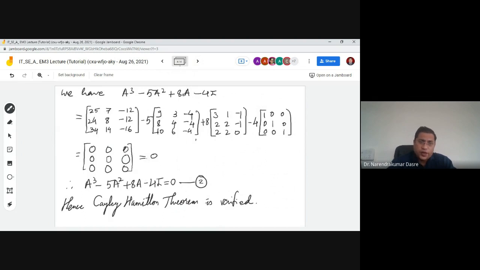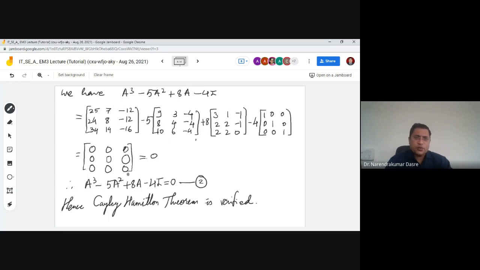So here we have to be careful. We just consider this left hand side. We do not write equal to 0 at the beginning. We have to prove that it is equal to 0. So we showed that this calculation comes to be 0, this polynomial matrix comes to be a 0 matrix, and hence we can say that this polynomial equals 0.